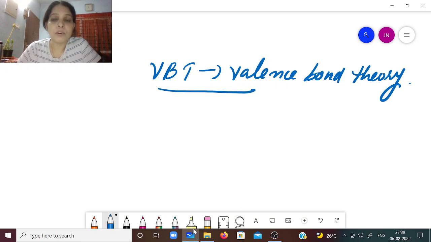And what is the importance of this valence bond theory? Before valence bond theory, we have studied about Werner's theory. But Werner's theory couldn't explain the magnetic properties and the directional properties of the complex compounds. That is why VBT is formulated. So using VBT, we can predict the hybridization, the structure, and the magnetic properties of the complex compounds. With examples, we will see first.